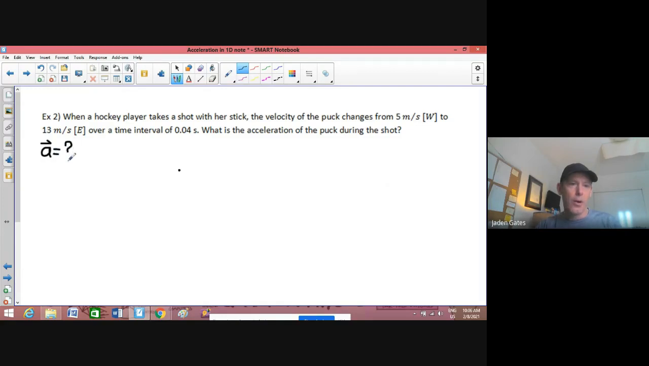All right, now the puck changes. So the puck is moving west, so that is going to be our initial velocity. So we'll put that in here. All right, so again, it's 5 meters per second west.